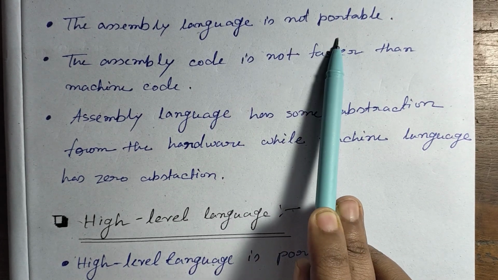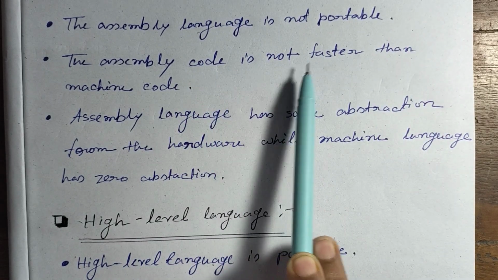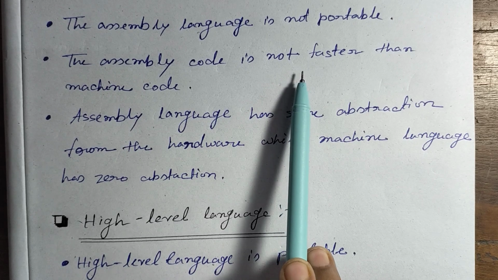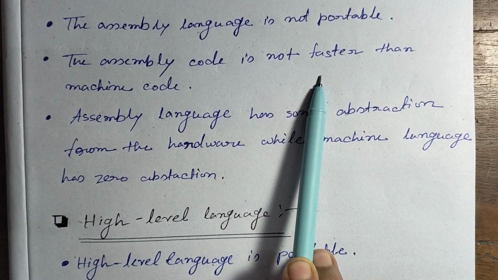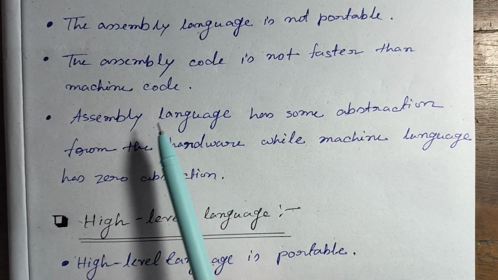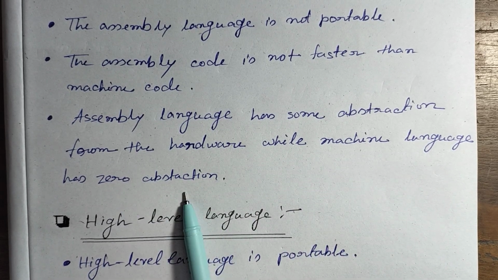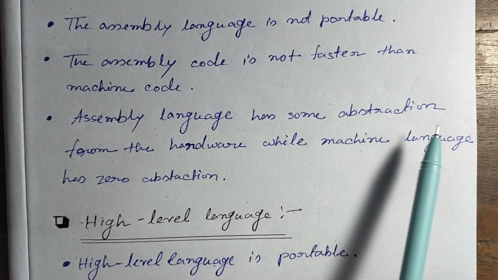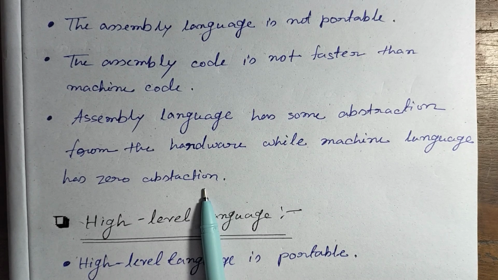Assembly language is also not portable, like machine language, and assembly code is not faster than machine code, because assembly code has to be translated to machine code. After that we can run it on the computer, so it is not as fast as machine code. Assembly language has some abstraction from the hardware, while machine language has zero abstraction. Some abstraction means that it hides some unnecessary details, but machine language doesn't hide any unnecessary details. Unnecessary details means system details or system architecture details. We don't need those.